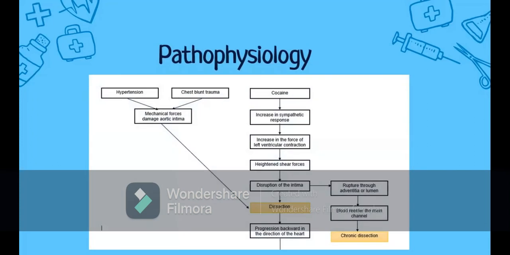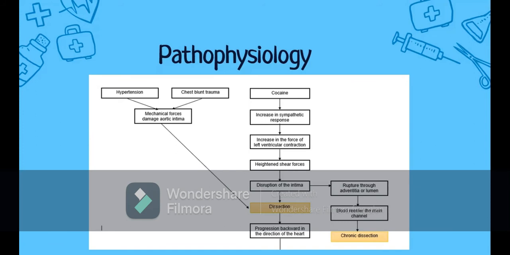Pathophysiology of dissecting aorta. Arterial dissections or separations are commonly associated with poorly controlled hypertension, blunt chest trauma, and cocaine use. Use of cocaine has a profound increase in sympathetic response that creates an increase in the force of left ventricular contraction that causes heightened shear forces upon the aortic wall that leads to disruption of the intima. Hypertension and blunt chest trauma result in mechanical forces that damage the aortic intima. The disruption of the intimal layer causes the dissection.